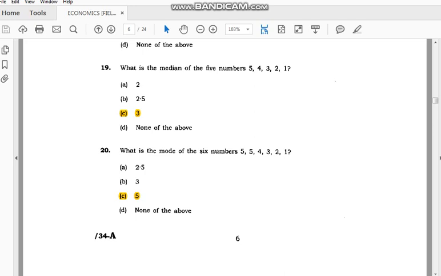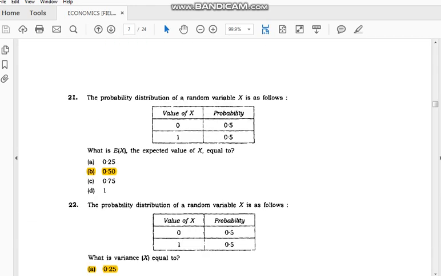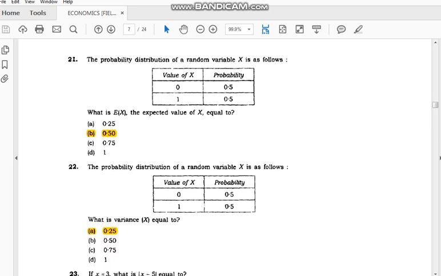And what is the mode of 6 numbers? This is the number which occurs the highest number of times. Here 5 has occurred 2 times, so the answer will be 5. The provided distribution of random variable x is as follows, and the expected value of x has been asked here. How will you get the expected value of x? Just multiply the value of x by its probability and you will get the result. That means your answer will be 0 into 0.5 plus 1 into 0.5, which is equal to 0.50.